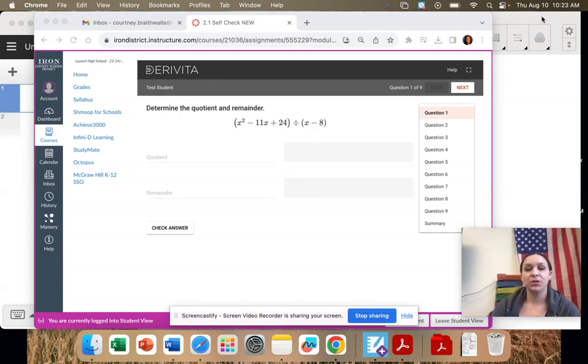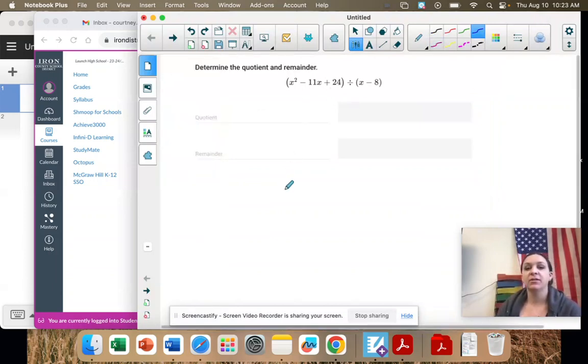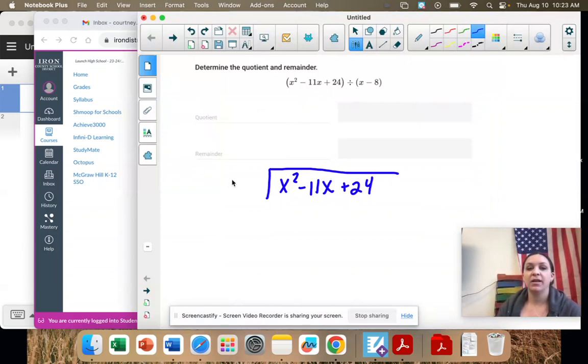Okay, question 1, we're determining the quotient and the remainder. So I'm going to use long division. We have x squared minus 11x plus 24 divided by x minus 8. So when we have long division, we're just going to focus on the first terms. I'm looking at x and x squared.